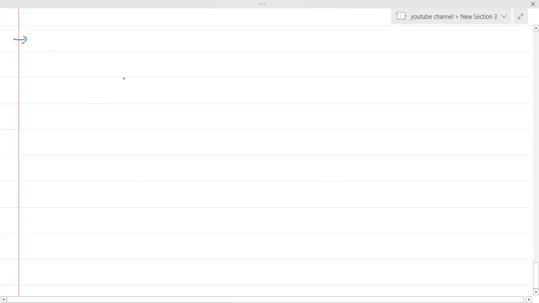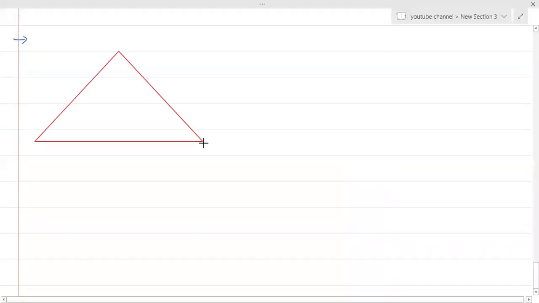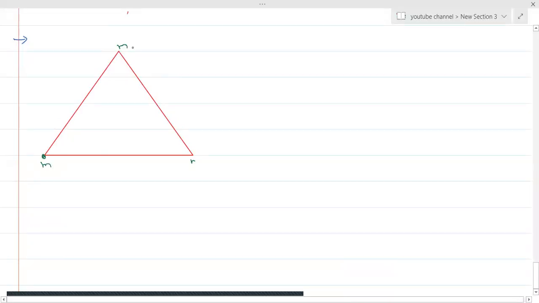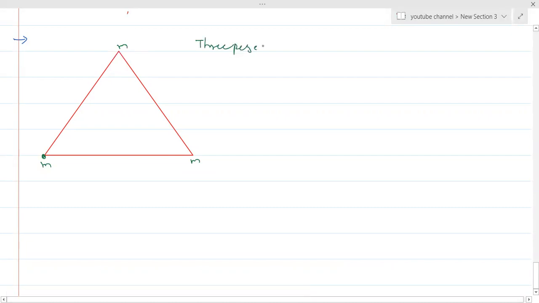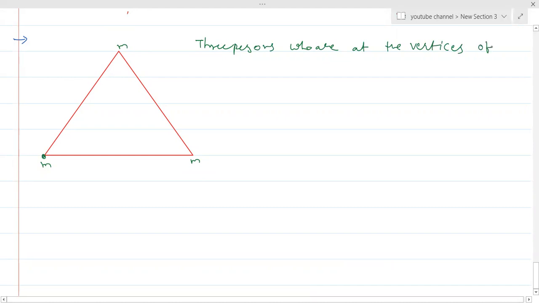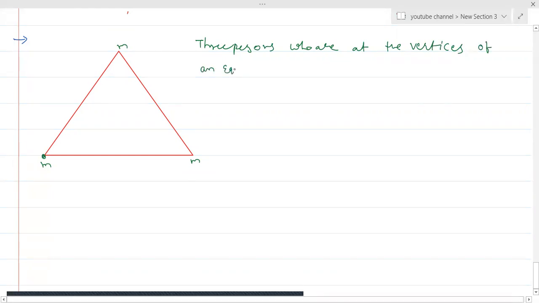Now we will discuss the standard models of relative velocity. For example, we have 3 persons of mass m. They are moving with respect to each other. 3 persons who are at the vertices of an equilateral triangle.